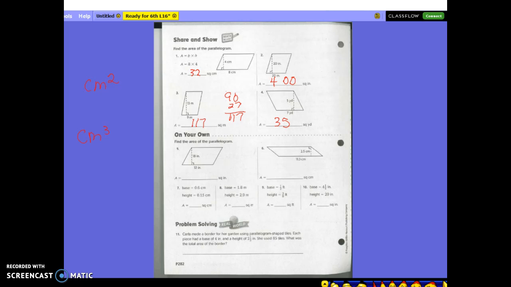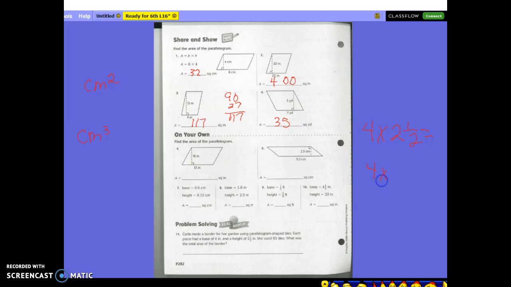Let's look at the problem solved down at the bottom. Carla made a border for her garden using parallelogram-shaped tiles. Each piece had a base of 4 inches and a height of 2 1/2 inches. She used 85 tiles. What is the total area? So we have 4 times 2 1/2. Okay, we're going to do a little fraction work here. What are we going to do to that 2 1/2 so we can multiply it? Turn it into not a mixed number, but an improper fraction.